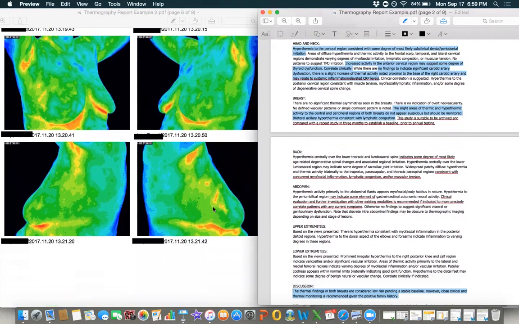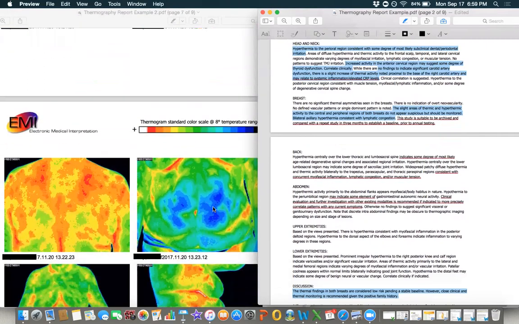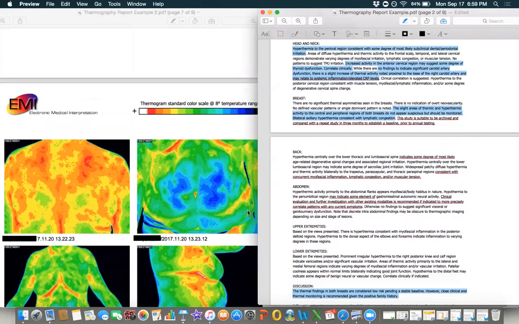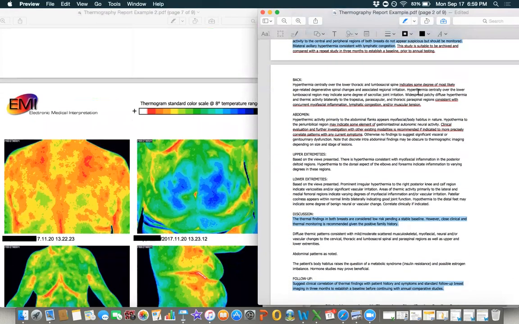One other thing that I notice a lot in the thermography reports is something like this. Indicates some degree of, or maybe indicative of, or verbiage like that. So they can't say specifically what these thermal patterns are. They can only say that this is what it looks like to us. It could be this, it could be that. And then again, they may recommend that you get it checked out further.